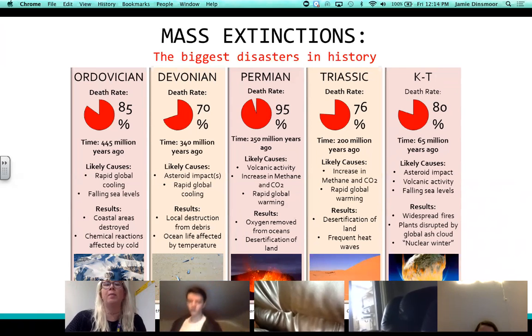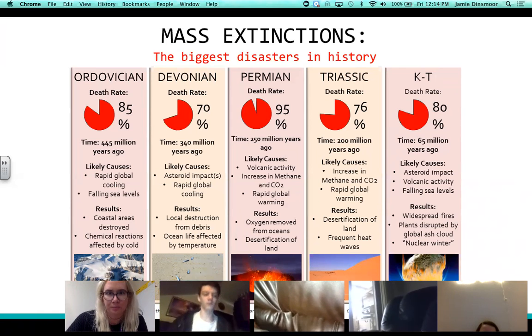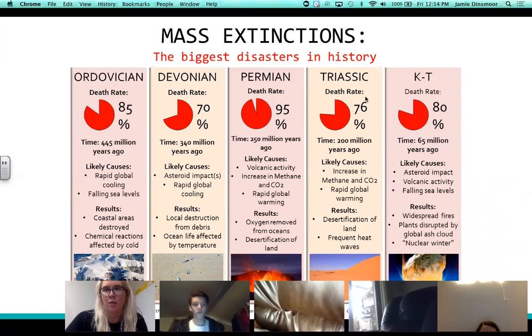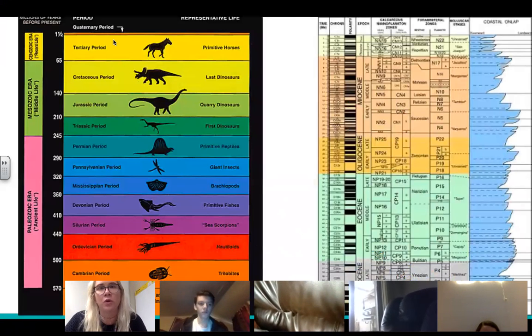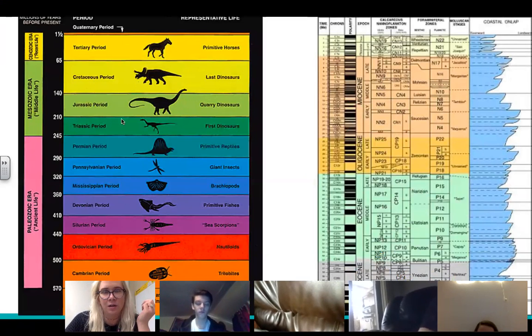So you can actually go back to one of those images that we looked at for geologic time, right? And we can see where those things were. So like the Triassic mass extinction was probably following the Triassic period, I'm pretty sure.